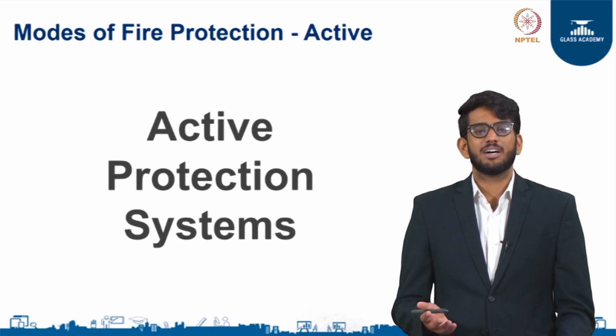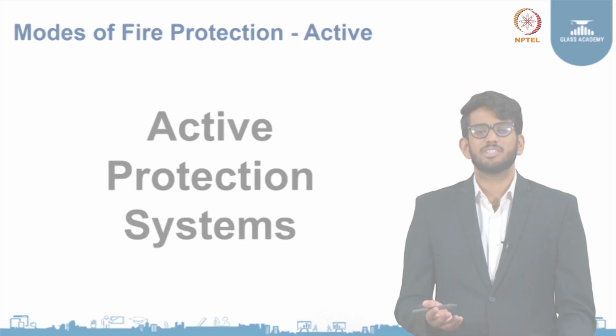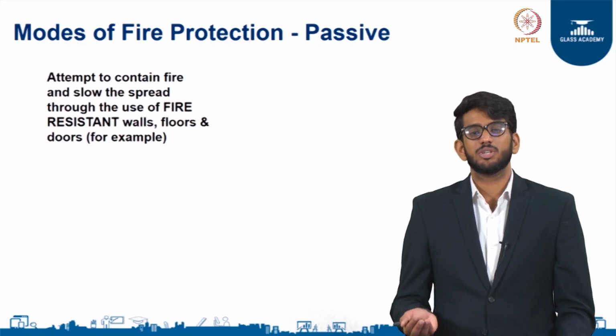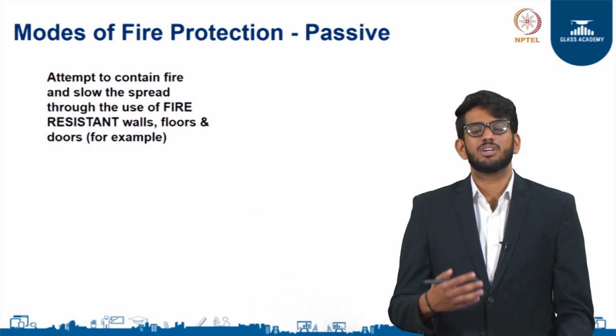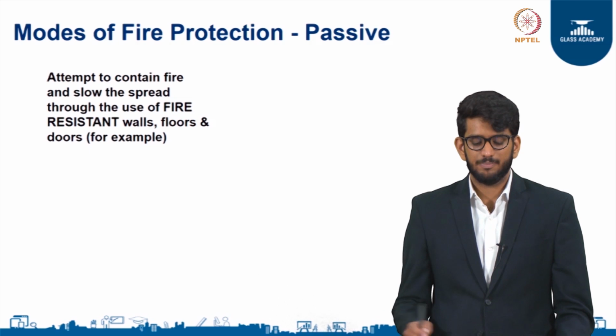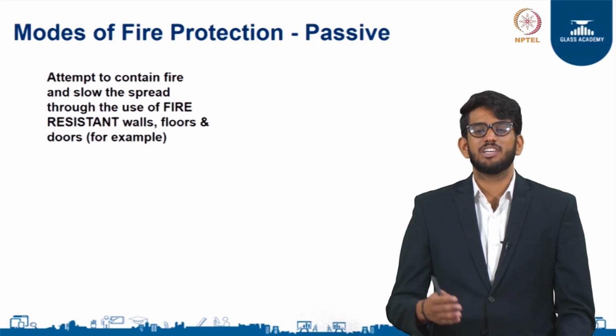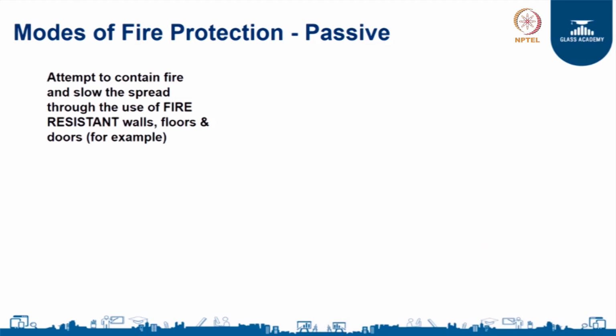So, if you look at all these examples, these include systems of fire protection which require a trigger signal to function. So, they function in the case of fire in a very active way. Obviously, if this comprises all the active protection systems, the other kind of protection system is going to be called the passive protection systems. The passive protection system consists of methods through which we can contain fire and slow the spread of fire from the source of the fire.